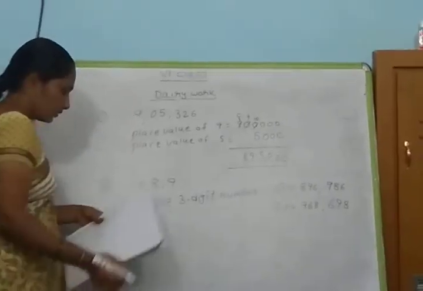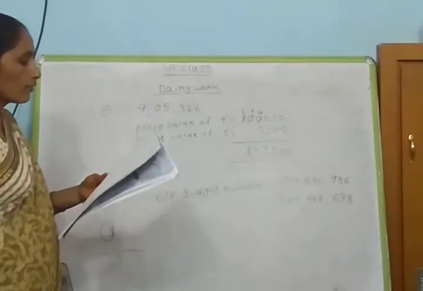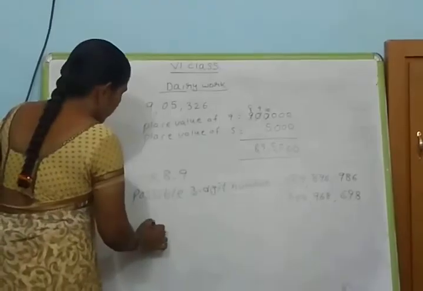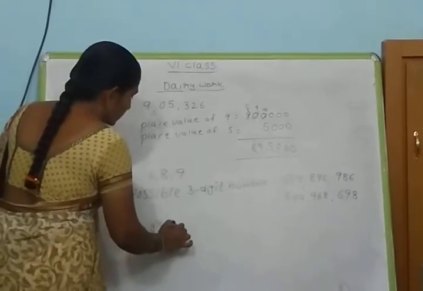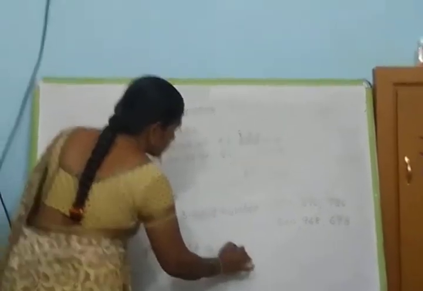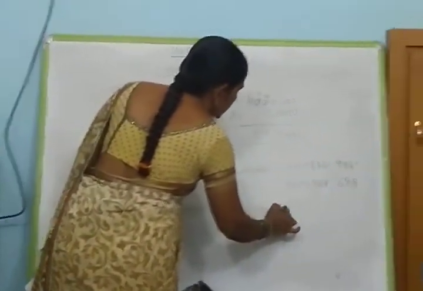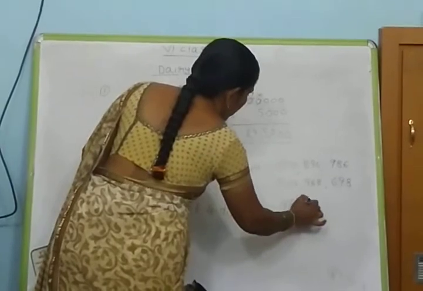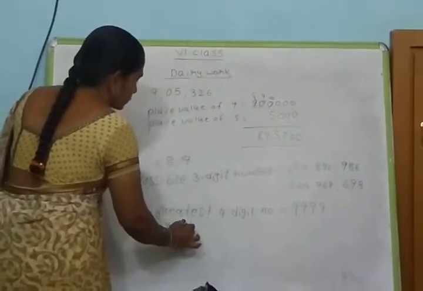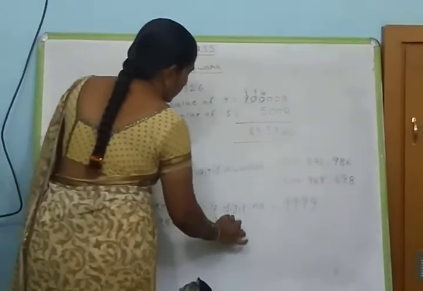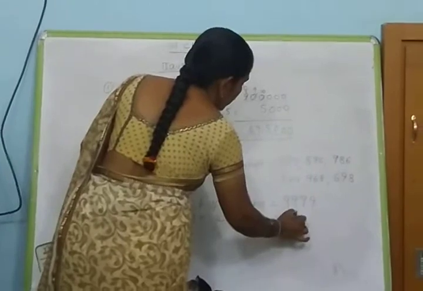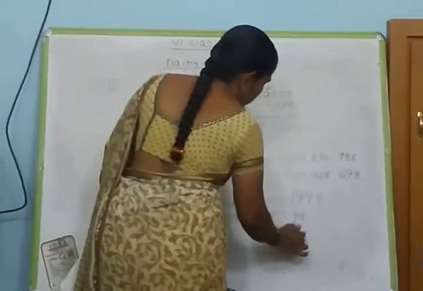Next, third question. Find the product of the greatest 4-digit number and the greatest 2-digit number. Which is the greatest 4-digit number? 9999. And which is the greatest 2-digit number? 99. We have to find the product of both.